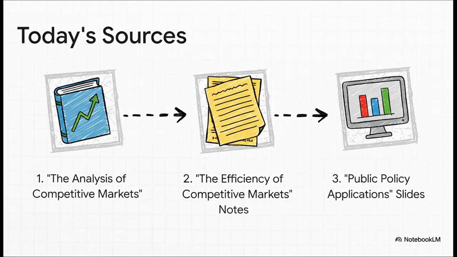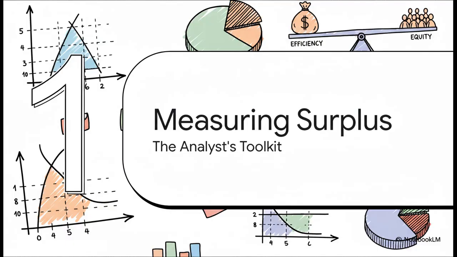So, just so we're all on the same page, we're pulling from a few key sources today. We've got the textbook chapter, The Analysis of Competitive Markets, our course notes on the efficiency of competitive markets, and of course, the Public Policy Applications presentation slides. Okay, so let's get to it. Let's start building our toolkit.